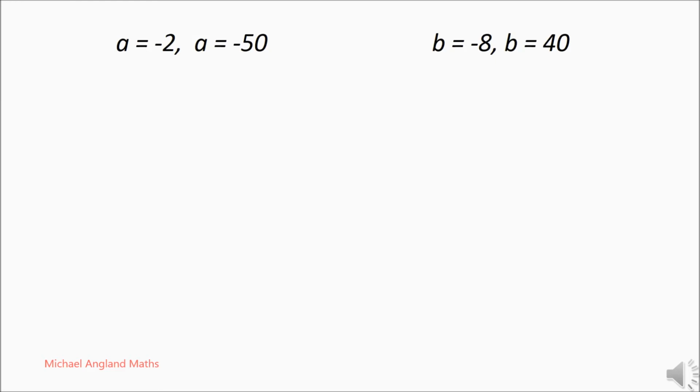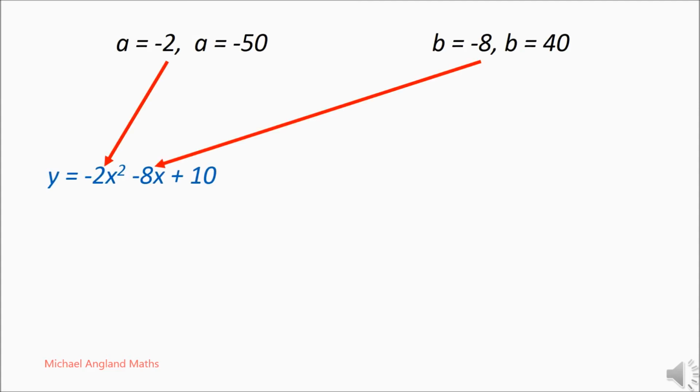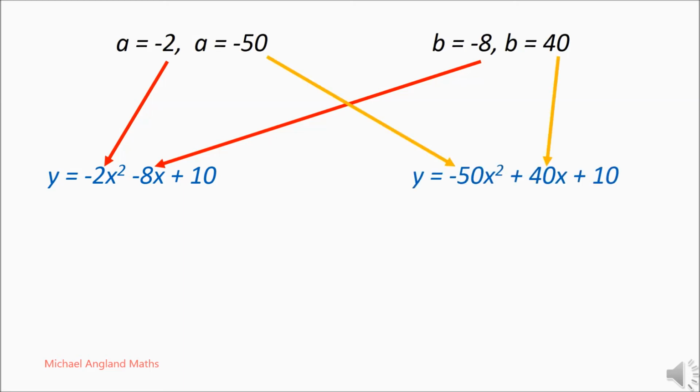So we have now A equals minus 2 on the left, which corresponds with B is equal to minus 8. And then we have A equals minus 50 on the left, which corresponds with, on the right, B is equal to 40. So let's construct our quadratics. And there is our first one. Y is equal to minus 2x squared minus 8x plus 10. And there is our second one. Y is equal to minus 50x squared plus 40x plus 10.